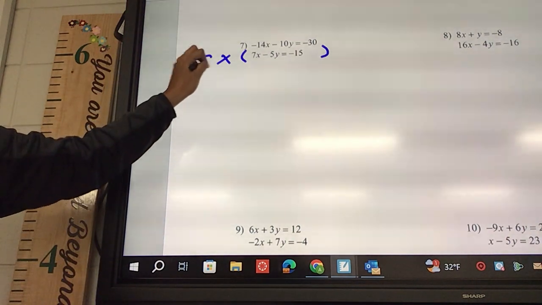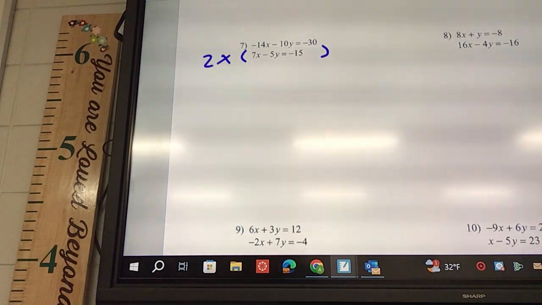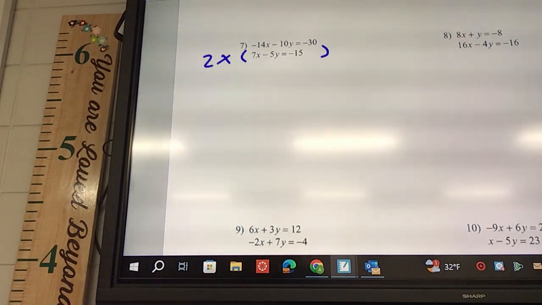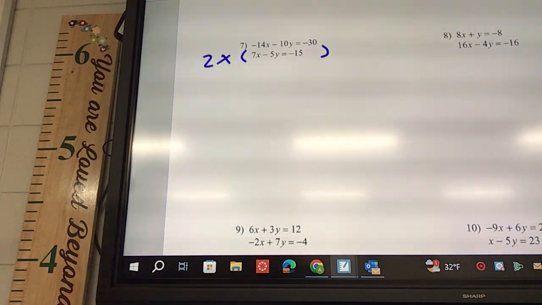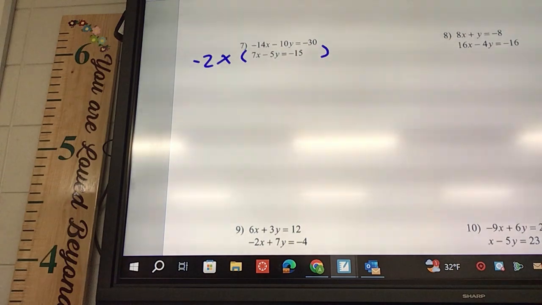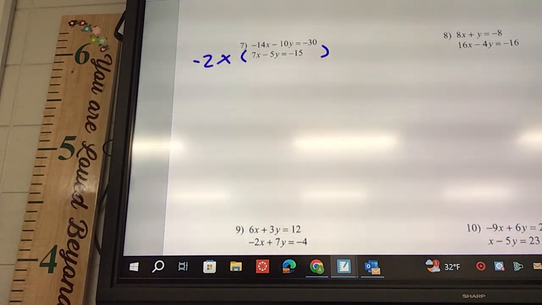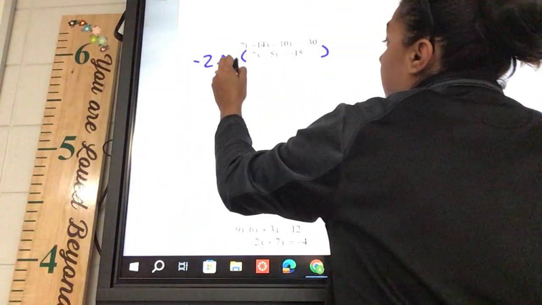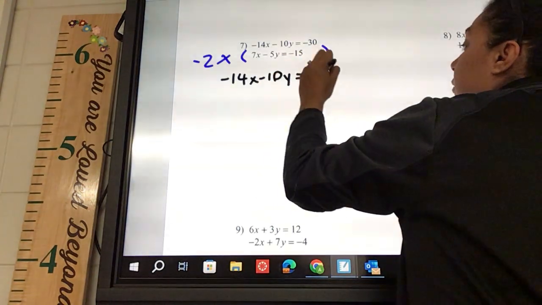2. It is 2. Okay, and then we have to look at the signs in front of the y's. Are they the same signs or different signs? Same. So if they're the same, you've got to put a negative out here. Okay. Equation 1. Are we doing anything to it? No. Okay, there's no parentheses around it, so copy that one down. Negative 14x minus 10y equals negative 3.